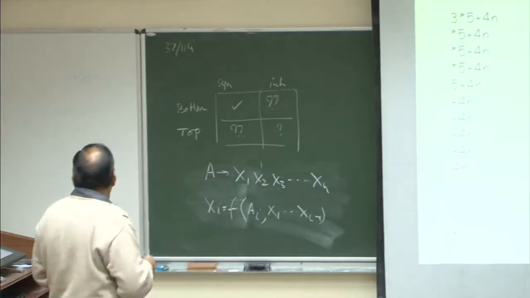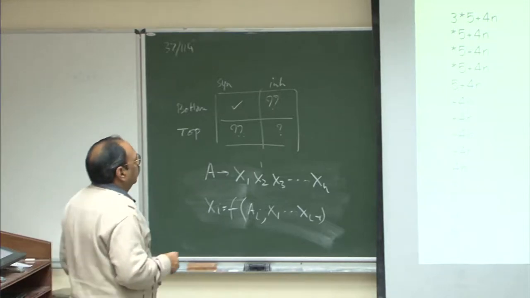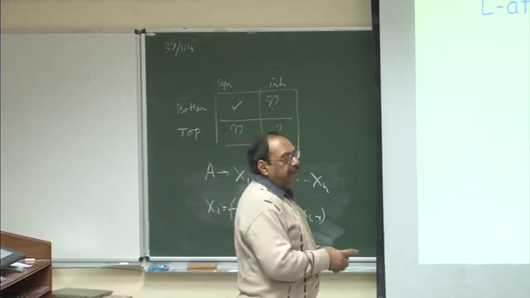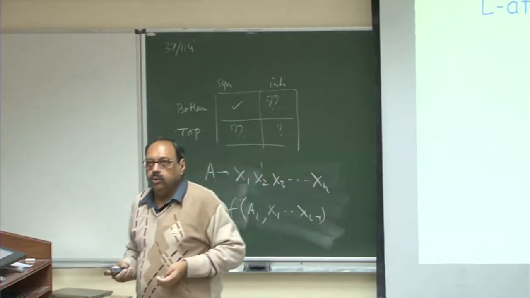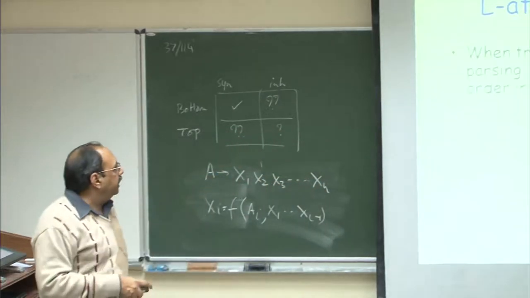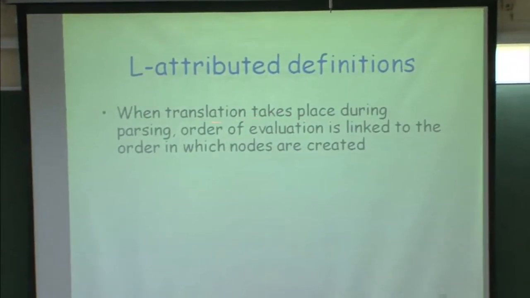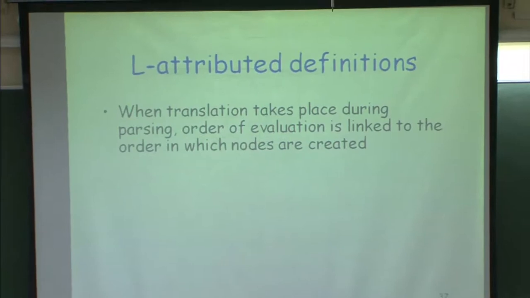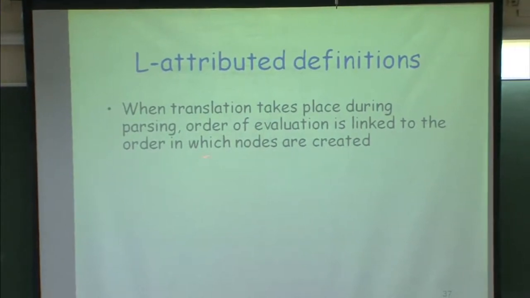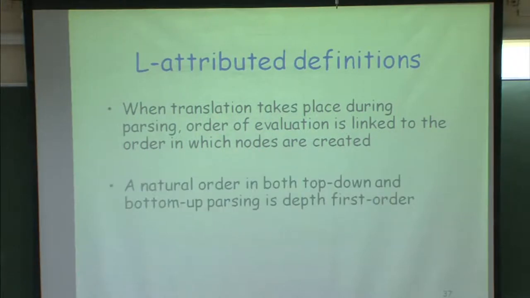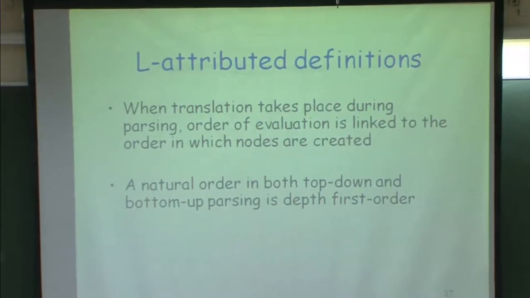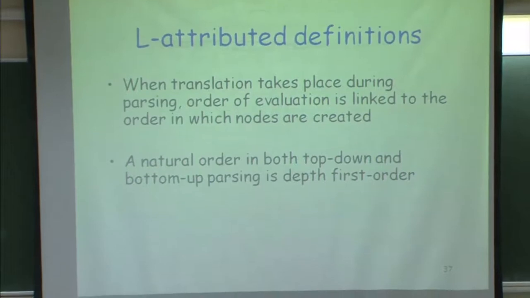Okay? So these are known as L-attributed definitions. Now I am restricting my class of inherited attributes to L-attributed definitions and saying that I can compute this in a certain manner. When translation takes place during parsing, the order of evaluation is going to be linked to the order in which the nodes are created, starting from the left. That is really the parsing order, whether it is top down or bottom up, the depth first traversal order.